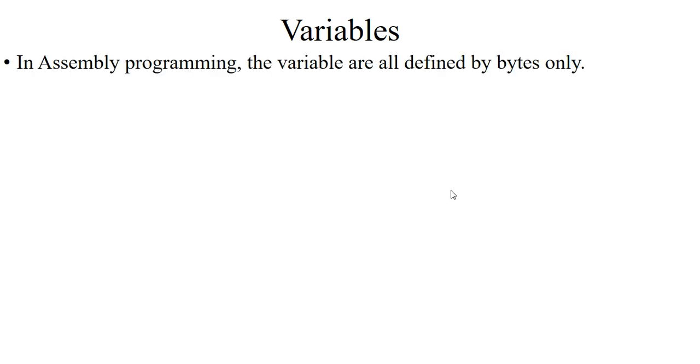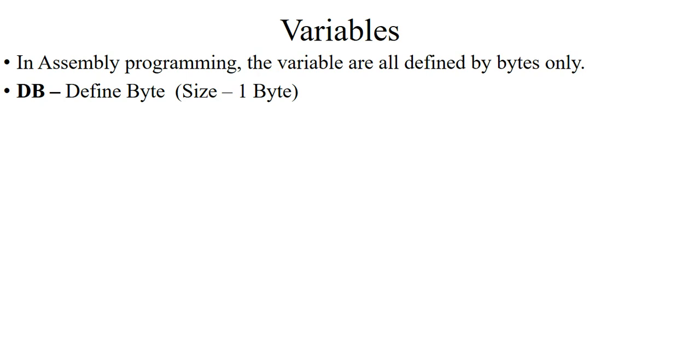In assembly programming, the variables are all defined by bytes only. What we mean by saying we define variables by bytes is that we specify the size of the variable in bytes. That's how we declare variables, or that's how we use variables in ALP, right?